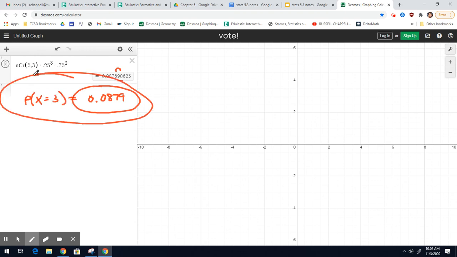All right, good. So hopefully that made sense to you. Again, don't let the formula confuse you. It's not confusing. It's just using stuff from chapter 4.